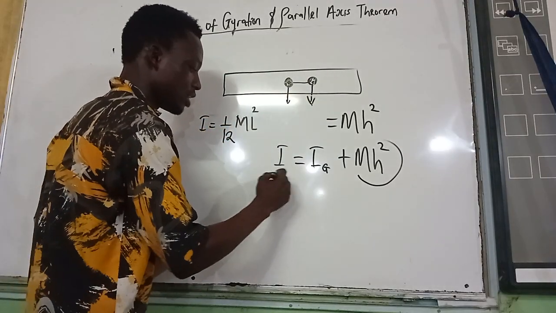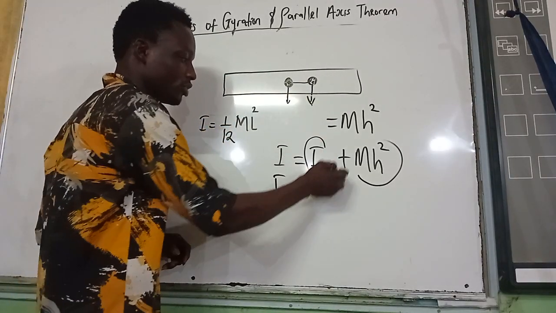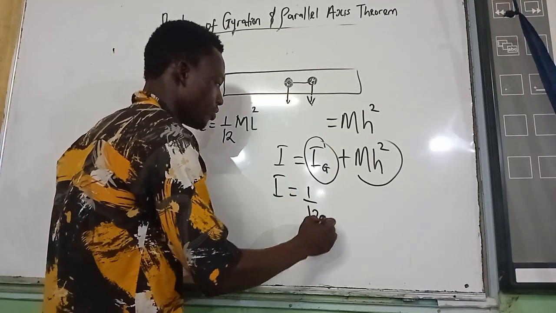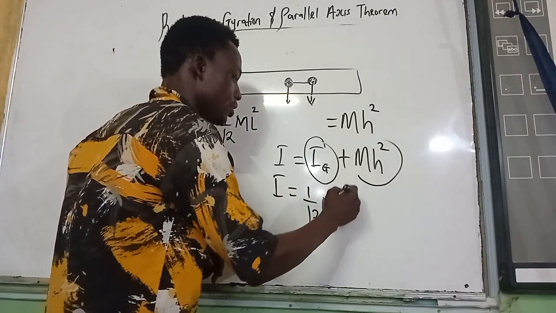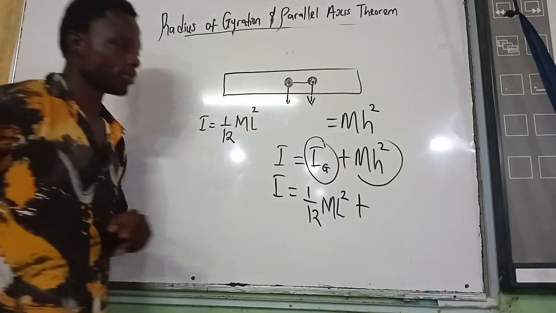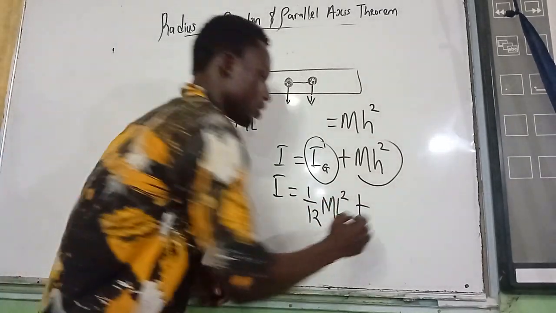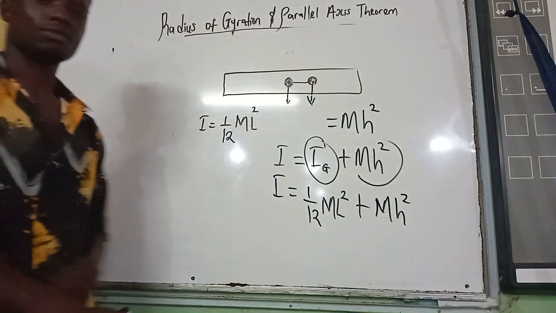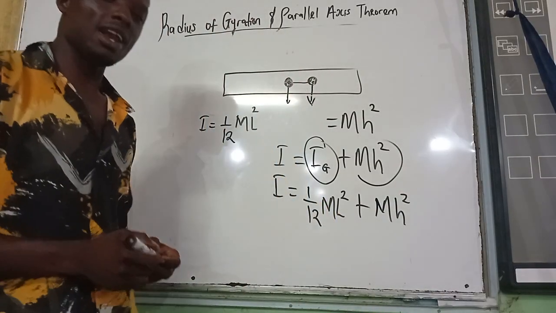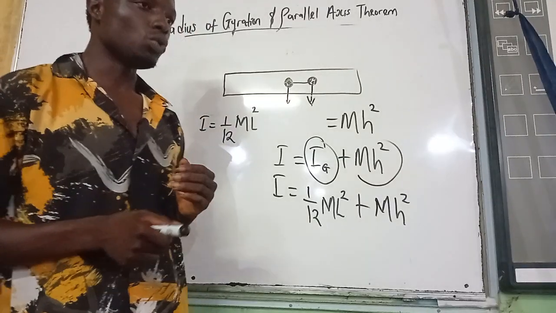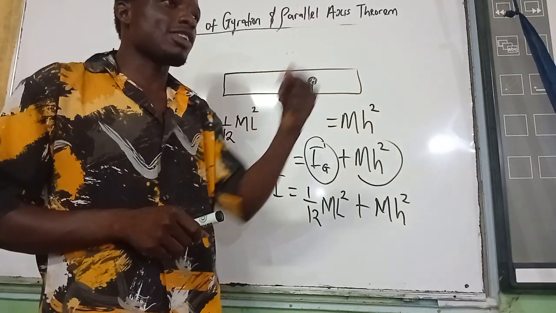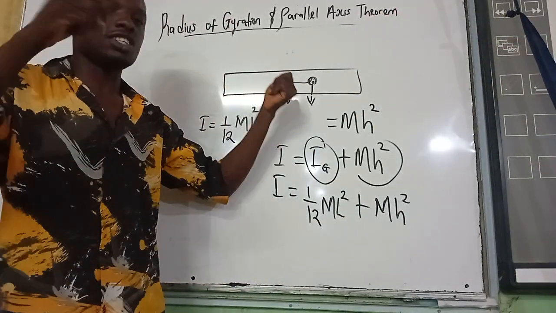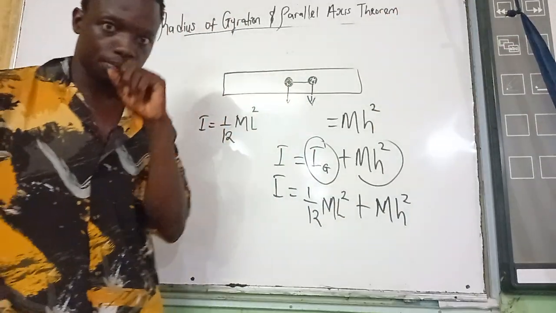I know that means our I equals, now for Ig, rotation about the center of a thin rod, this is the formula: 1 over 12 ml squared plus what? Mh squared. So we use the parallel axis theorem to know the moment of inertia about a new axis that is parallel to the initial axis that is at the center.